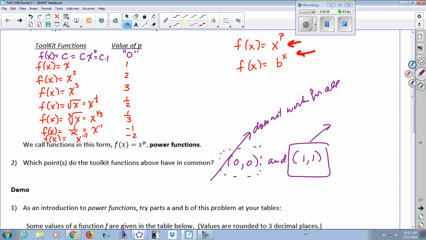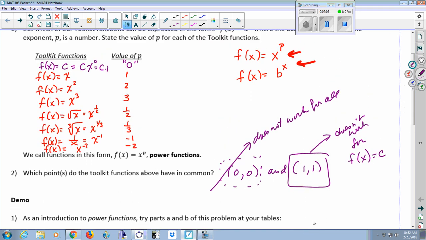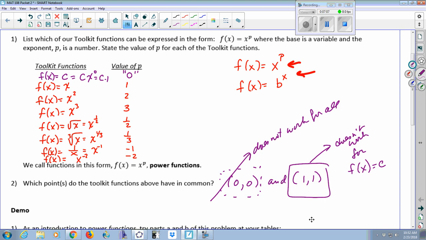So (1, 1) is a point for every single power function except the constant function, f of x equals some constant, A, B, C, whatever you want to call it. All right. So that was just to sort of get you thinking powerfully.